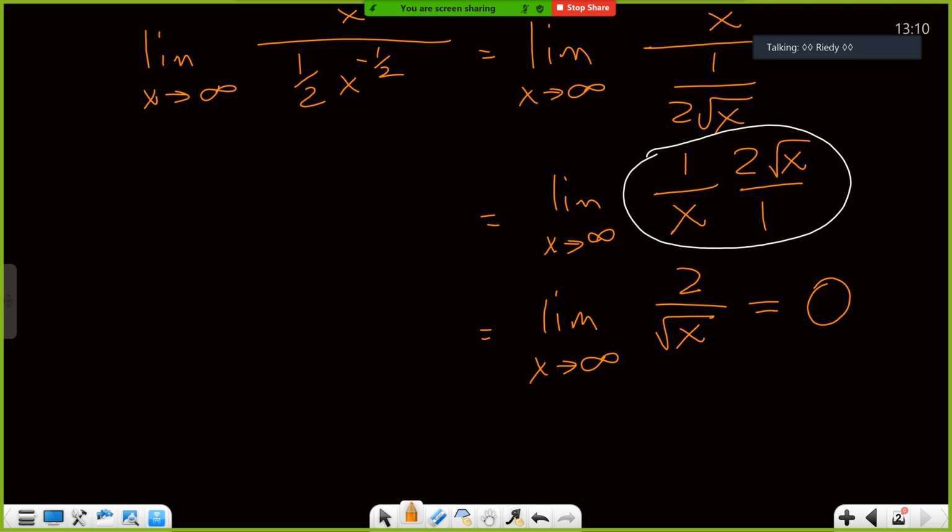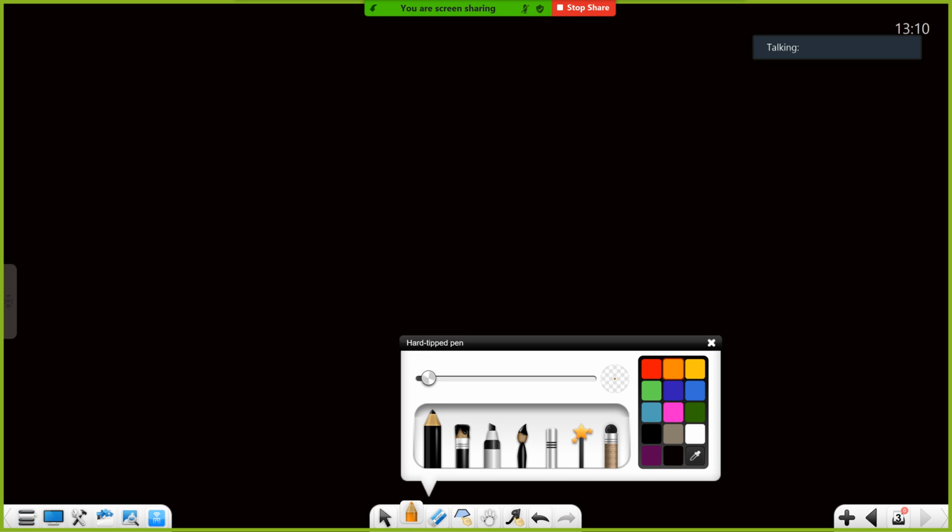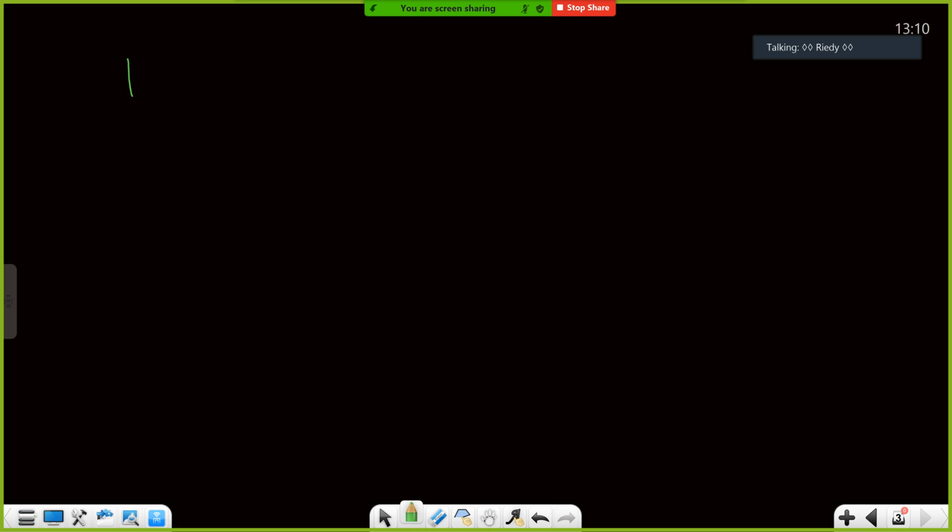Okay, turn the page. Let's try another one. Ooh, this will be a good review. Let's try the limit as x approaches infinity of e to the 3x over x squared. All right, you try this one on your own. I'll walk around and assist.